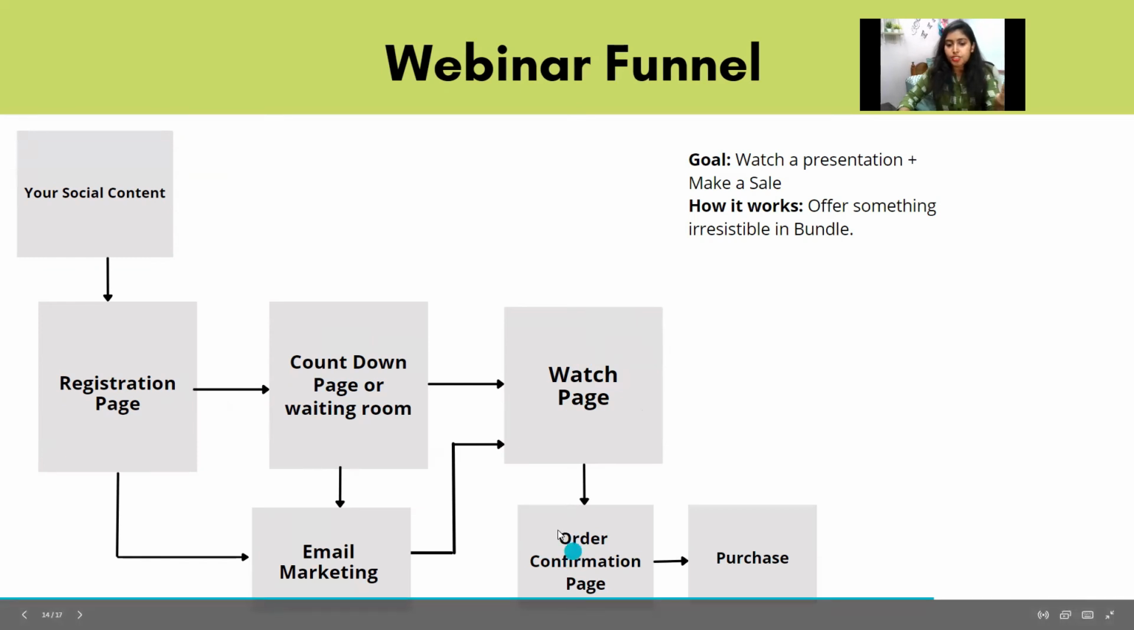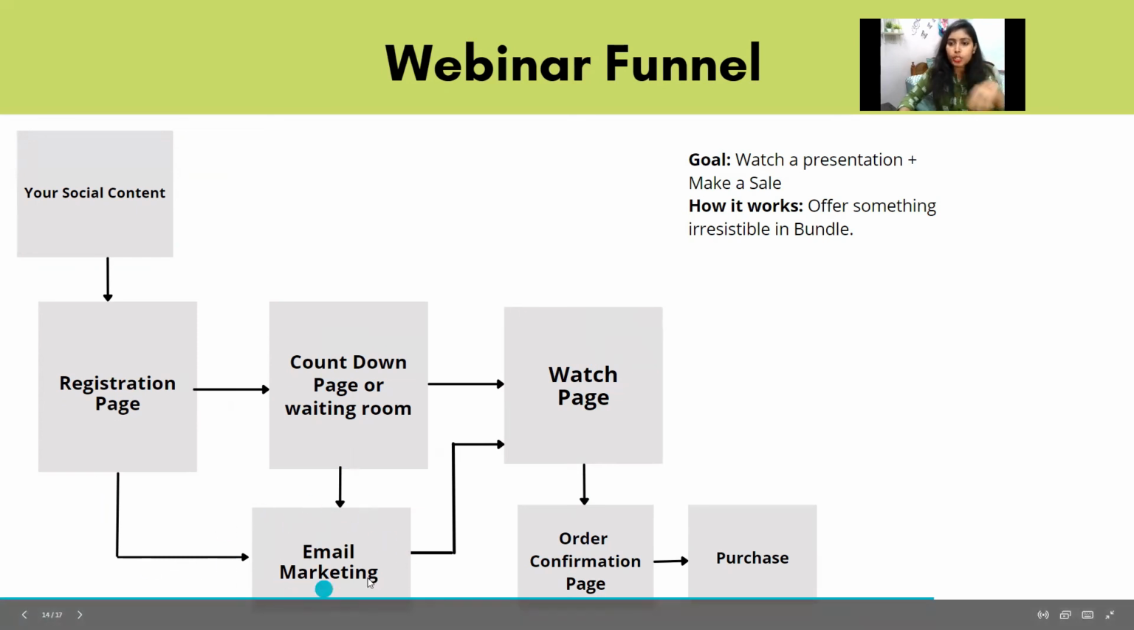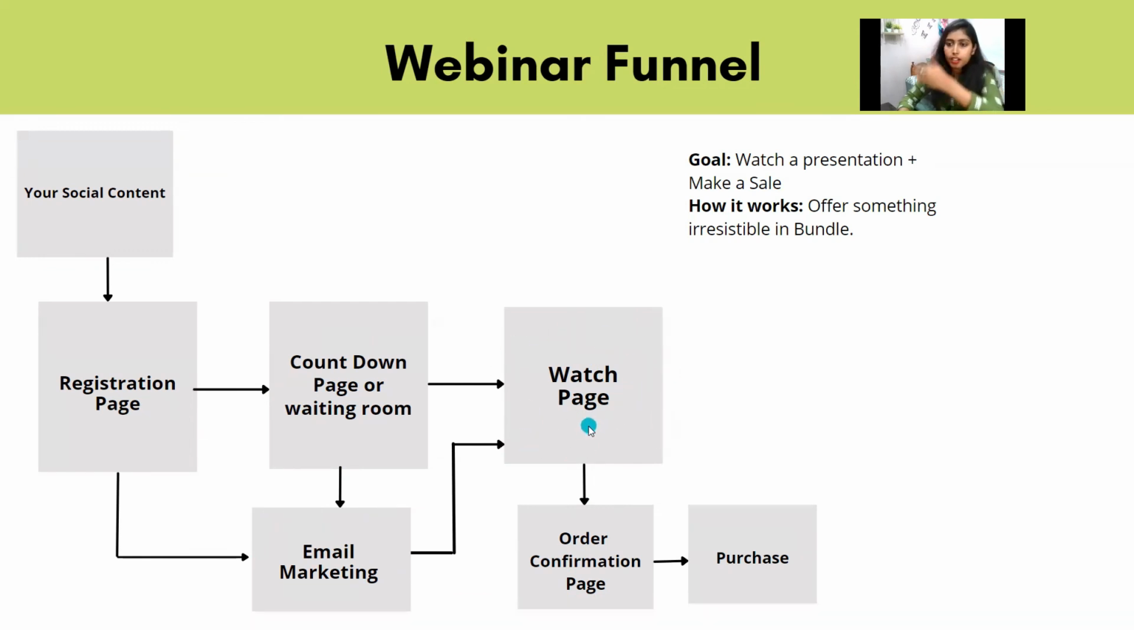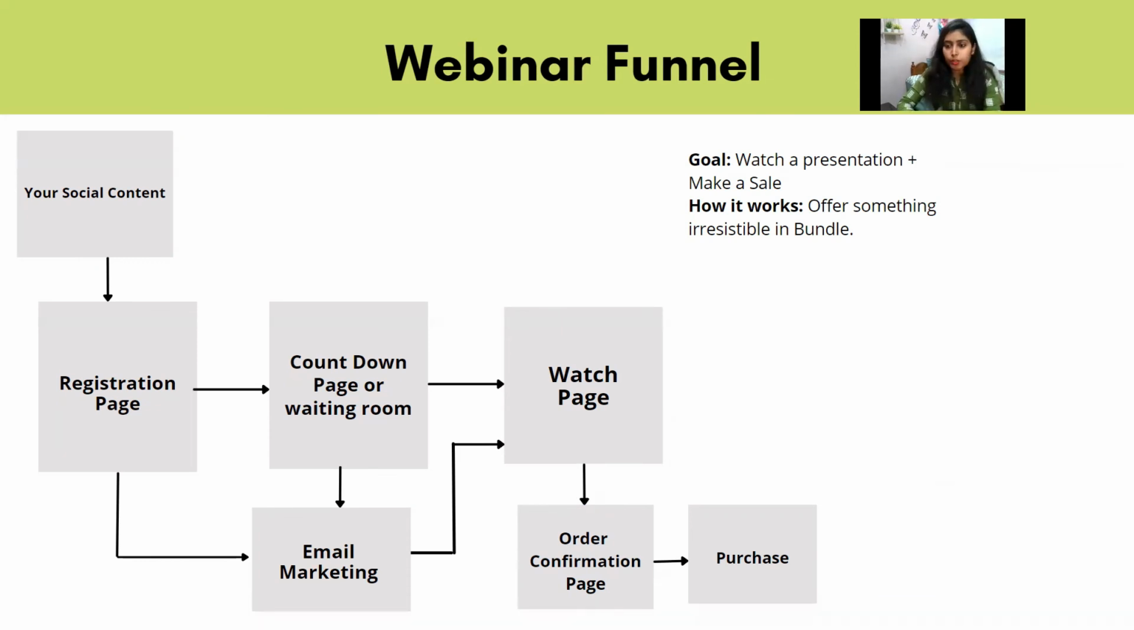If they want to purchase it, order confirmation or the purchase कर लेते हैं. अगर pre-recorded है, you promote, they click on the link, go to the registration page, they give their information, your email marketing is happening, they go to the email marketing list और वहां से वो pre-recorded webinar watch करते हैं. And of course, then again they're gonna pitch that, और वहां से अगर उनको पसंद है, they go to the order confirmation page and they purchase.